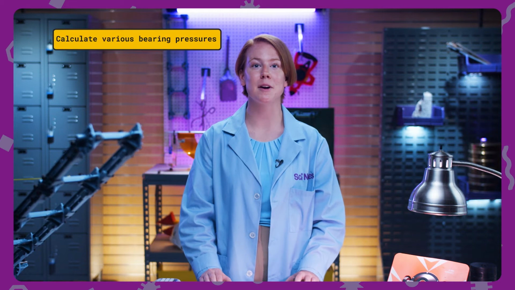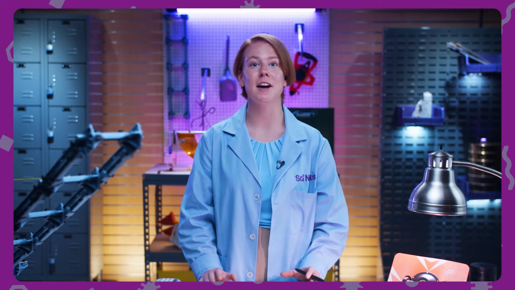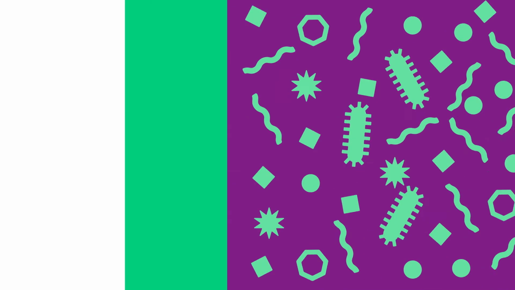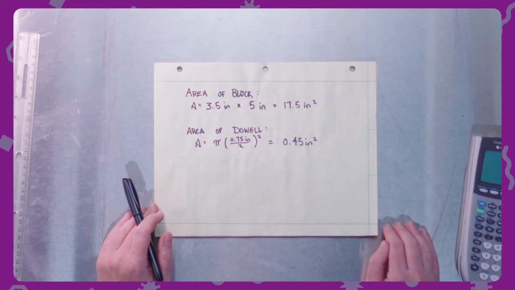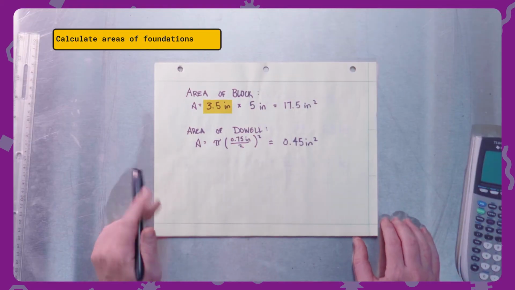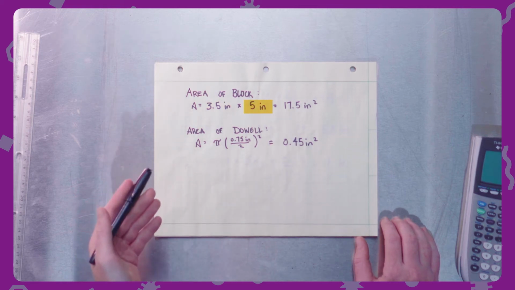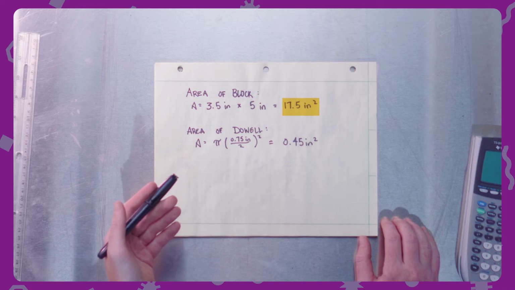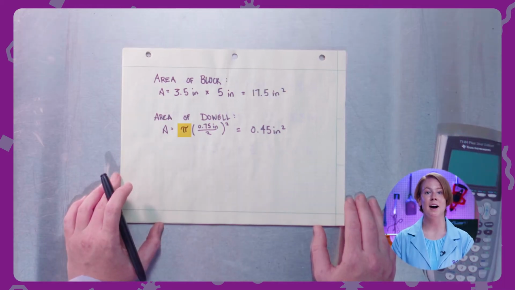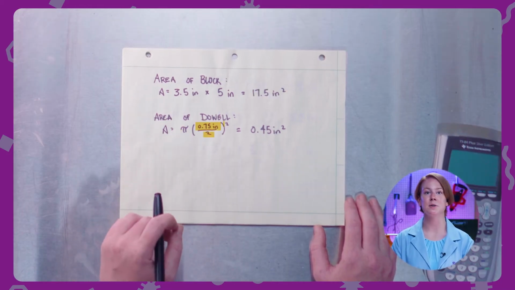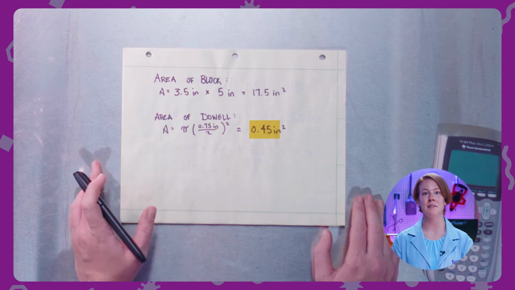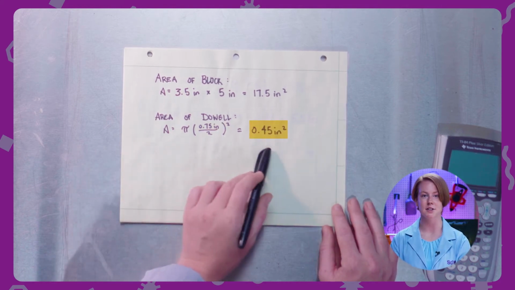Now that we have our 3 weights from our tests, we can calculate the various bearing pressure by using the weights we recorded at their points of failure and the area of the foundation that was used. The area for the shallow foundation will be the area of the wooden block. For my experiment, I used a block whose length was 3.5 inches and whose width was 5 inches. So the area for this block was 17.5 inches squared. The area for the deep foundation will be pi times diameter over 2 squared. So the area of the dowel was 0.45 inches.